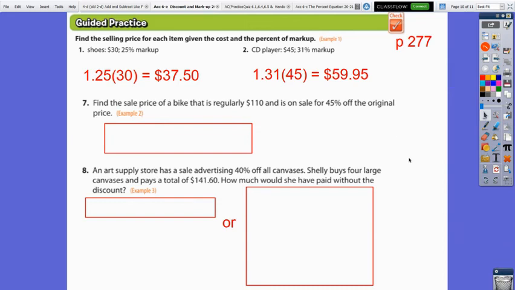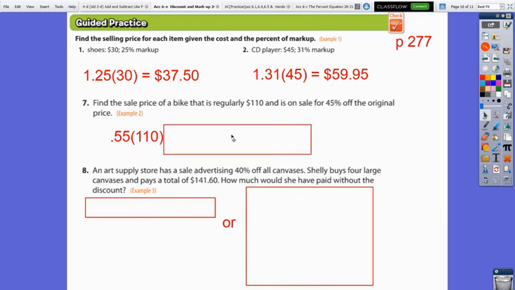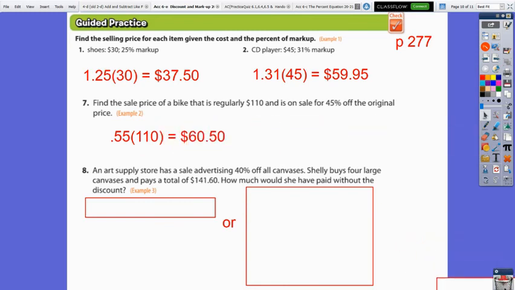Number seven, what's the sale price of a bike? It's regularly $110 and it's on sale for 45% off. And again, I'm only going to show the one-step method here for finding the sale price, which is to figure out the percent you're going to pay. If it's 45% off, then you're paying 55%. And 55% of $110 is $60.50.